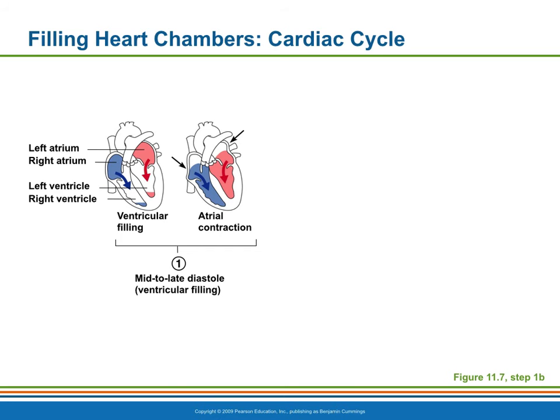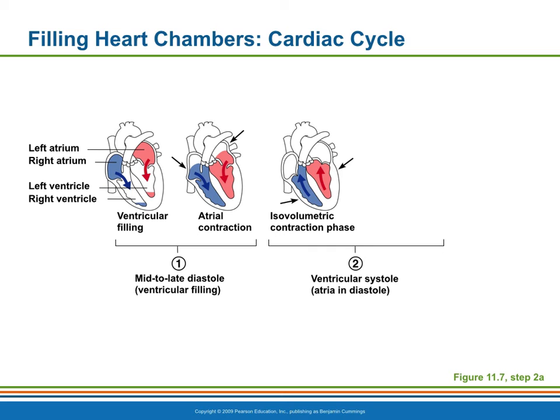Then the atria contract and force the blood remaining in their chambers into the ventricles. Shortly after, ventricular contraction, or systole, begins and the pressure within the ventricle increases rapidly, closing the AV valves. Now, when the pressure in the ventricle is higher than the pressure in the large arteries leaving the heart, the semilunar valves are forced open and the blood rushes through them out of the ventricles. During this stage, the atria are relaxed and their chambers are again filling with blood.